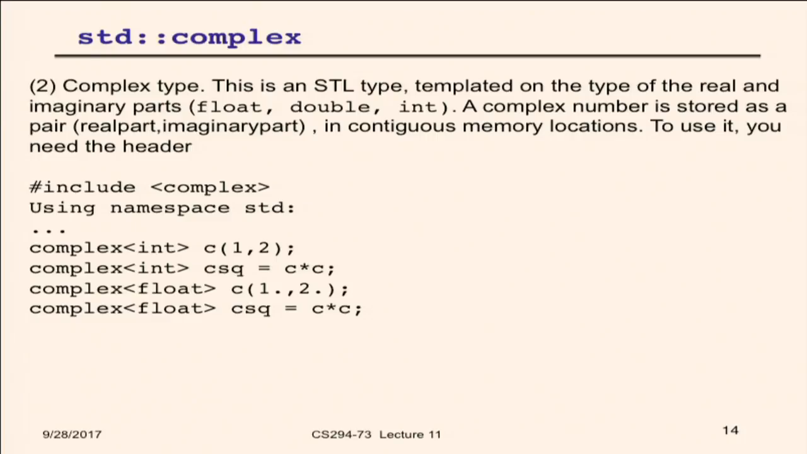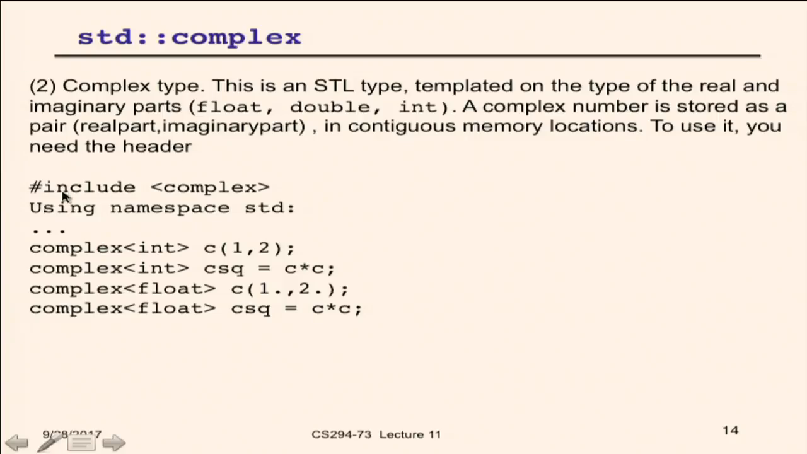They're an STL class, and what are they templated on? Well, they're templated on the type of the real and imaginary parts. So you can have complex floats, complex doubles, complex ints, various kinds. A complex number is stored as a pair, real part, imaginary part, in contiguous memory locations. If you have an array of them, it's real, imaginary in contiguous memory locations.